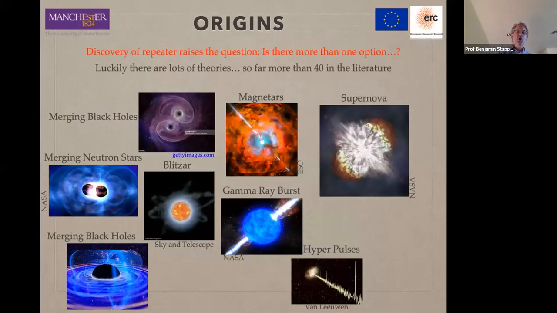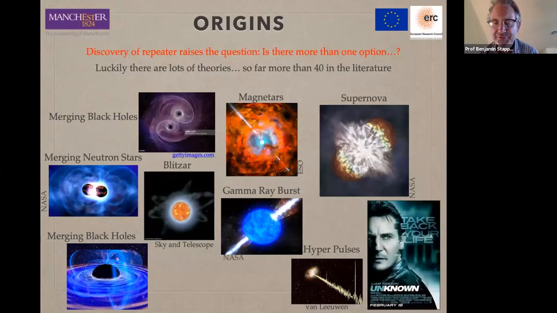So there are lots and lots of theories. In fact, for quite a long time, there were more theories about what these fast radio bursts are than there were actually fast radio bursts. You can see there's a whole range of objects that we could be considering. There are those like merging black holes. There are supernovae, which I show on the right-hand side. There are merging neutron stars. There are blitzars, which are apparently neutron stars collapsing to form a black hole. There are also gamma ray bursts, which you may have heard of. And also one of the most popular are magnetars, and we'll come back to those in a little bit more detail later on. And of course, my favorite of all is the unknown.